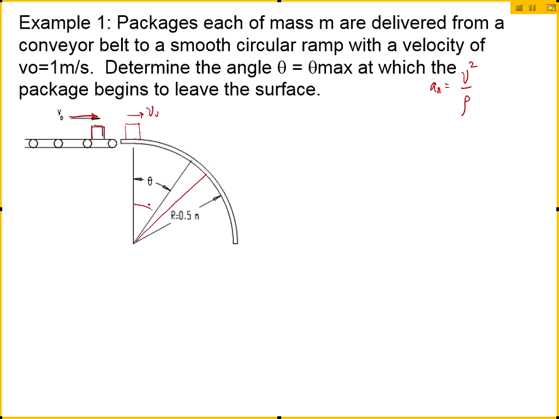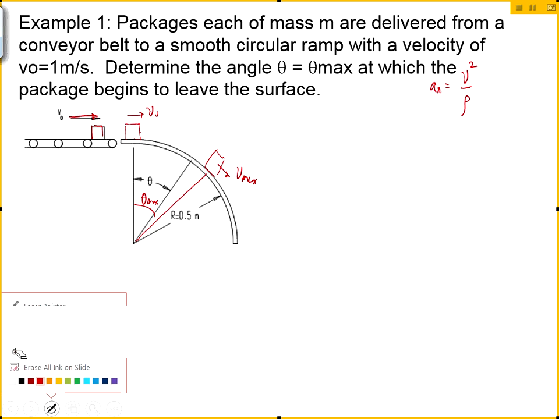So if we say that that's some theta max over here, we're looking for that theta max at which, what can we say? The velocity corresponds to, it's not the maximum velocity, but it's the velocity at theta. Let's just say it's the velocity at theta max. So any suggestions on how to find this theta max at which the object leaves the ramp?